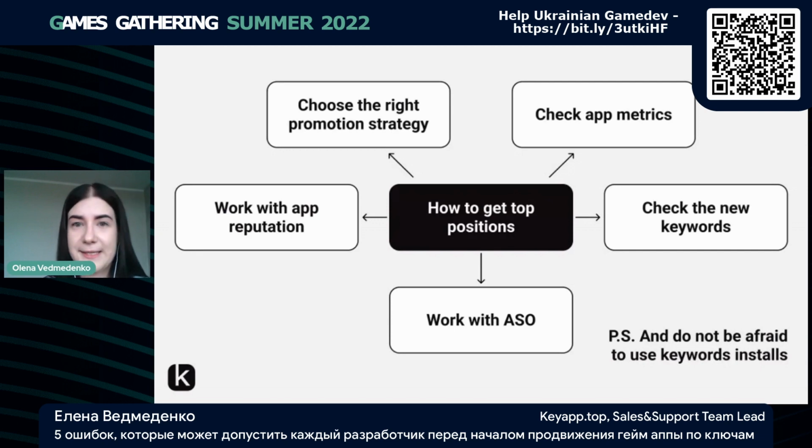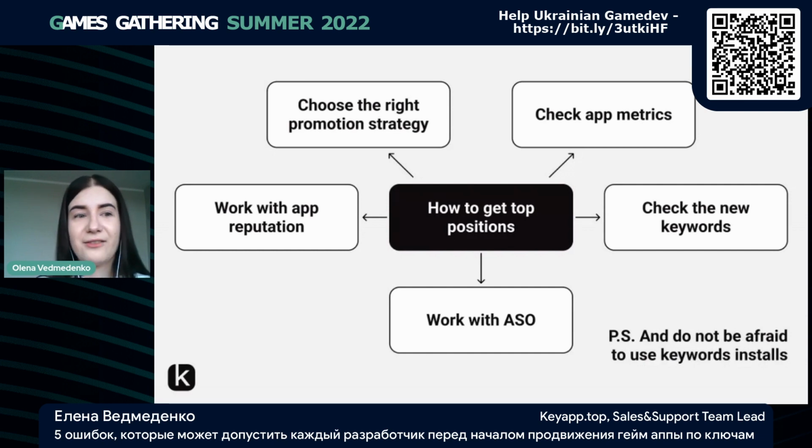Because not always keyword installs can make a miracle when you do not work with ASO, when you do not work with the keyword research themselves, when you do not pay attention to app reputation, do not work with the overall rating of the app, do not work with positive reviews, with negative reviews. And of course, it is important to check app metrics before starting any type of promotion, because keyword promotion particularly depends on the app as well.